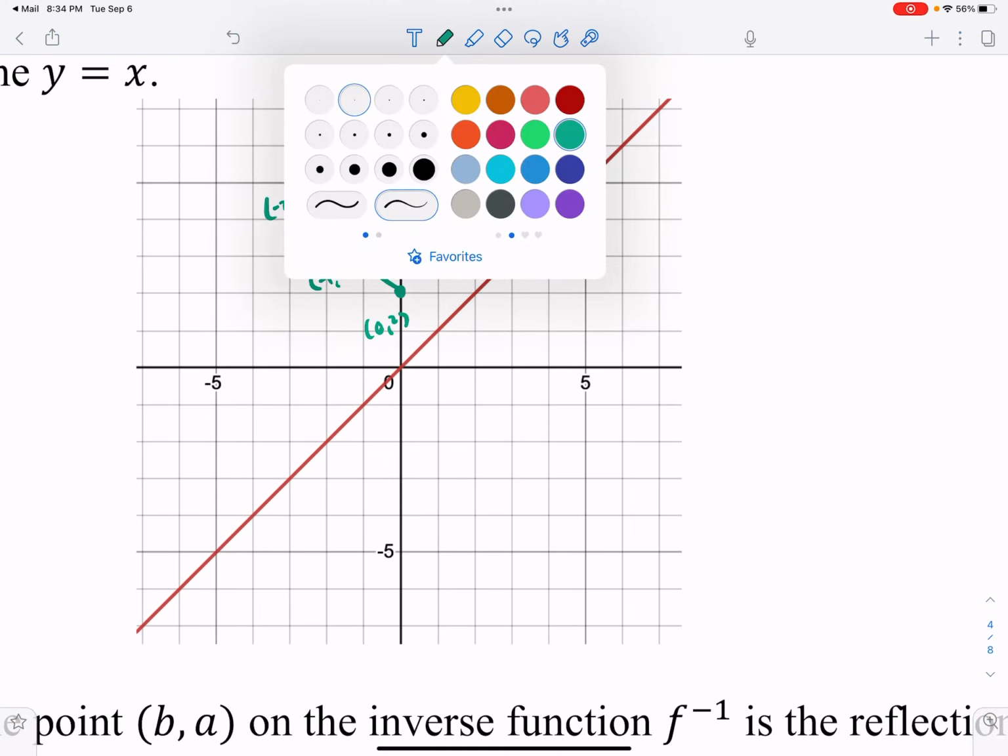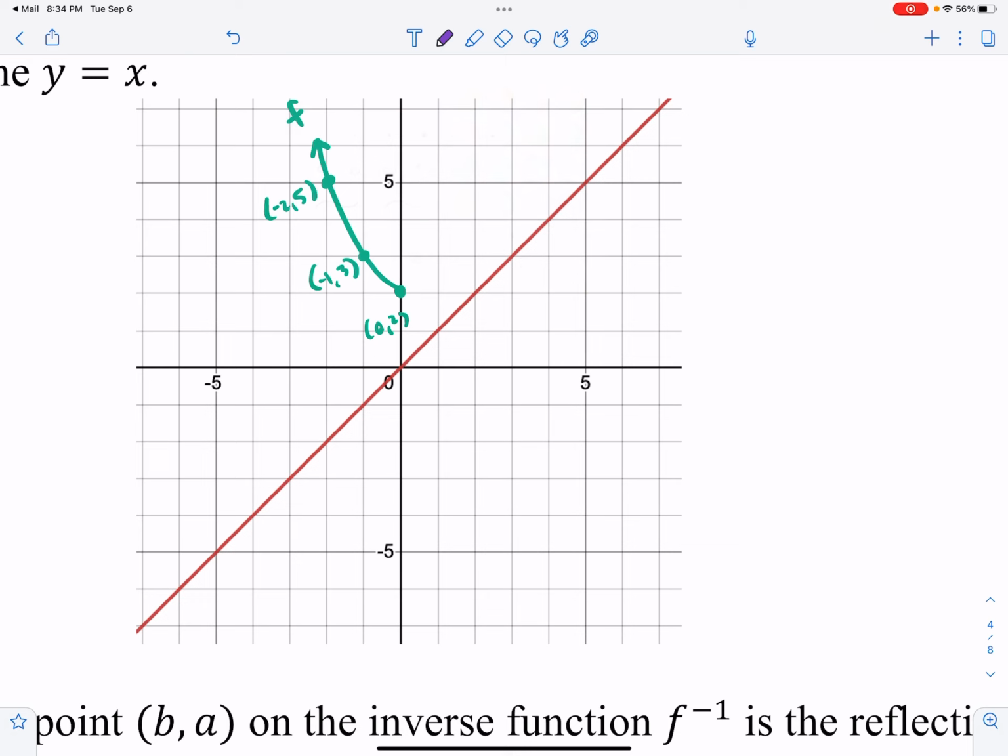Well, now I can figure out what the graph of its inverse looks like, right? (2, 0), (3, -1), and (5, -2). Kind of cool.